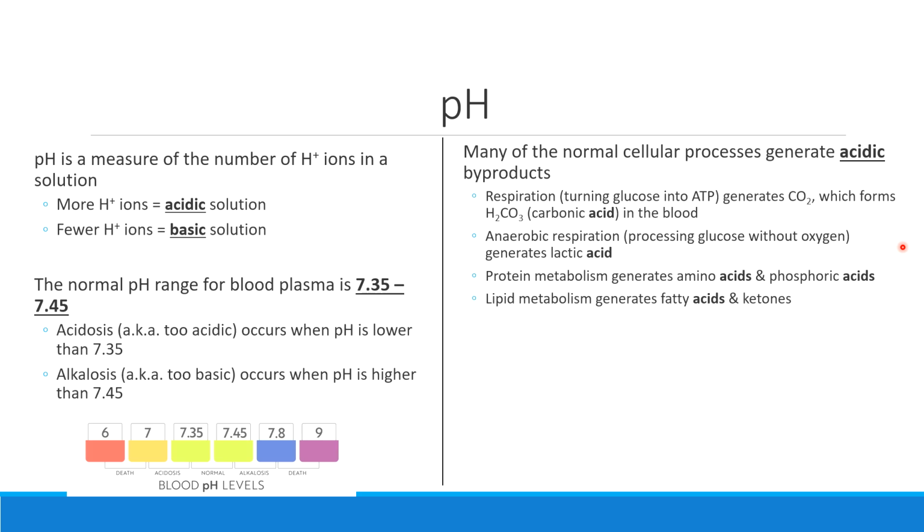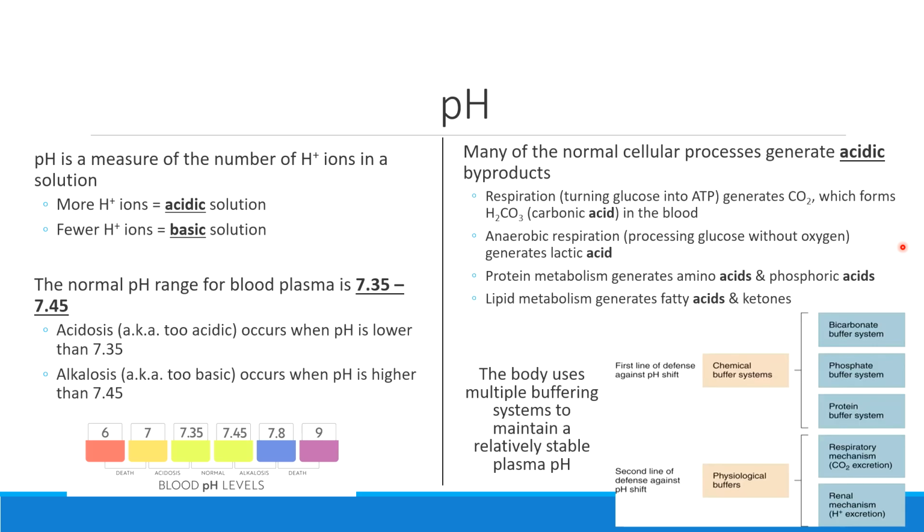So we have a lot going on in our body in the normal day-to-day function that's creating things that want to drop our pH. This is why the body has several different buffering mechanisms in place to ensure that we stay close to normal. We're going to talk about how we have chemical buffering systems. Like it mentions, this is the first line of defense. It's going to be activated the most quickly. But we also have what we call physiological buffers, and these are a little bit more effective. They take a little bit longer to kick in, but they're a better way for us to address changes in pH.